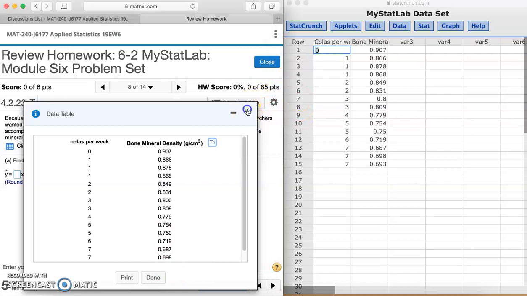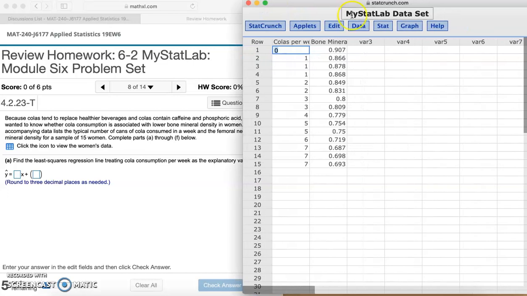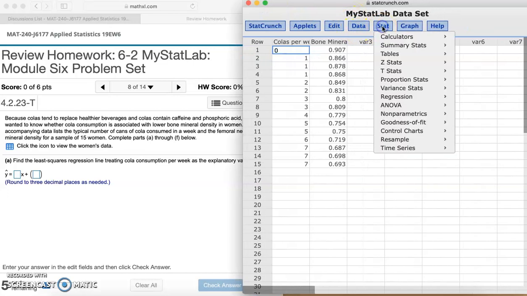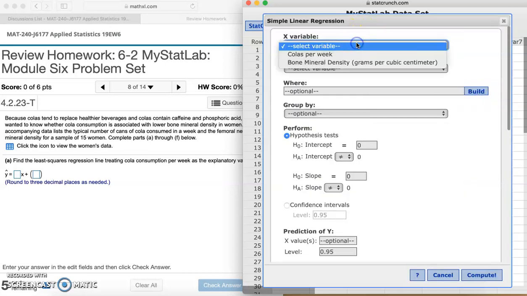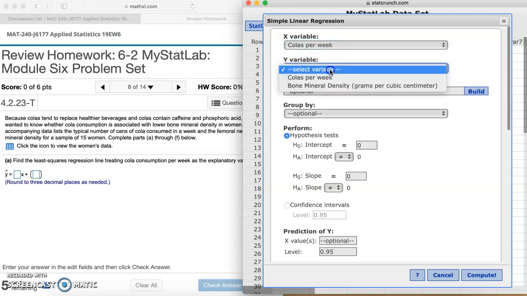All right, so in order to find our regression line, we're going to go to Stat, Regression, Simple Linear. It said in there that we're treating our colas as the X variable, the independent variable, and Y as the bone mineral density. Remember, when we're looking at linear regression, one of the ways that people use this is to use one variable to predict another. So in this case, we're using colas per week to try to predict bone mineral density.